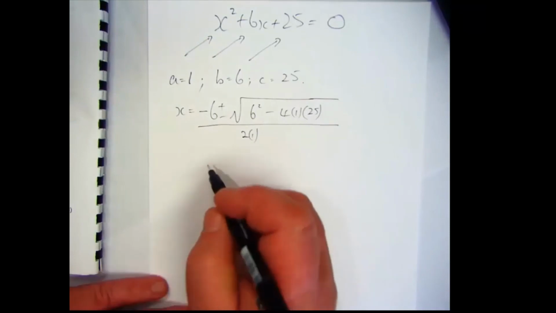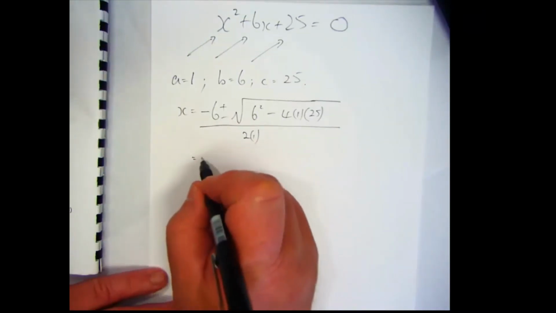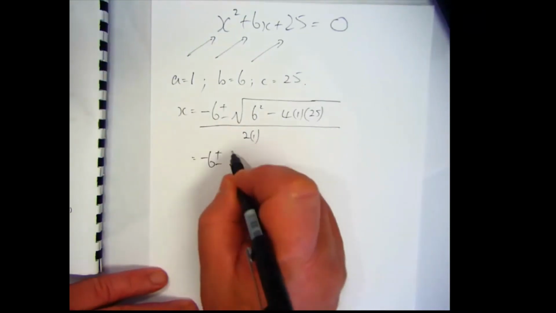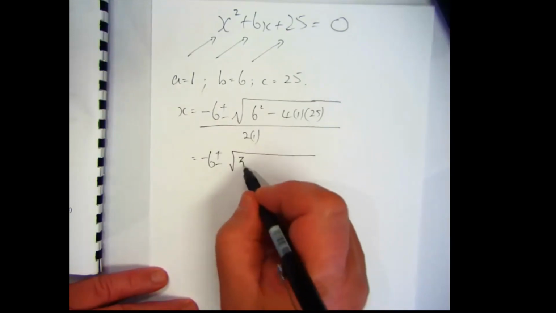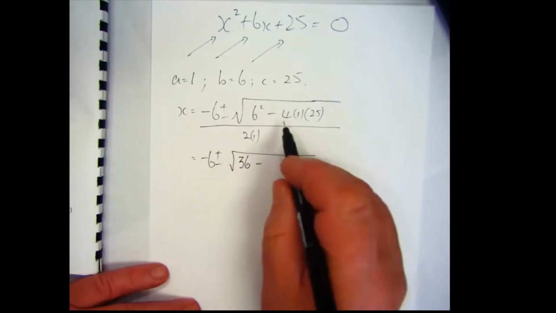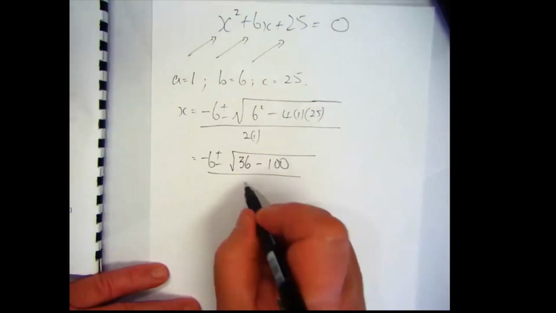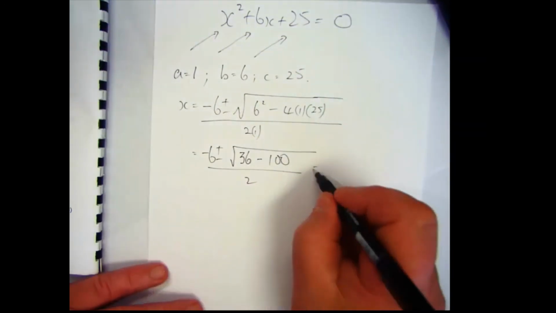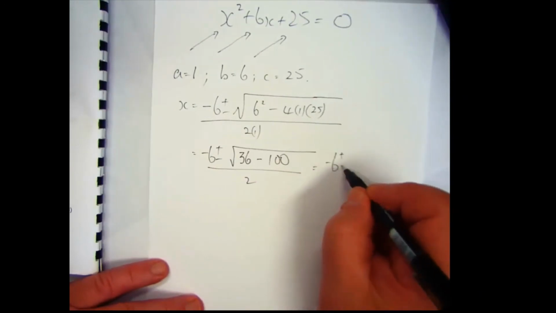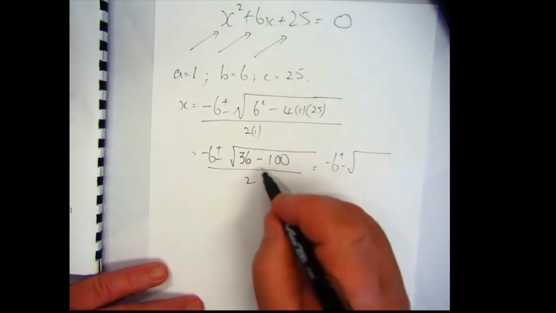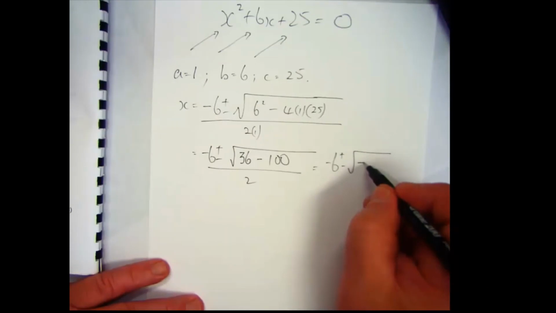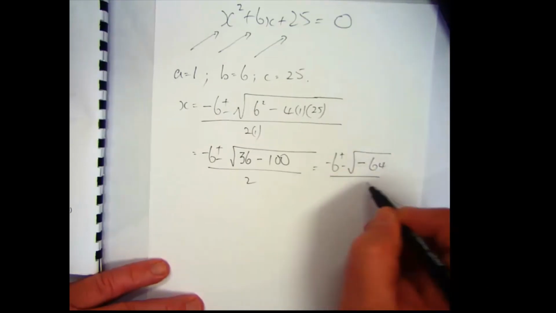But now watch what happens. This is quite amazing. Minus 6 plus or minus. Now 6 squared we know in our heads is 36. 4 times 1 is 4. 4 25s are 100. All over 2. And all of a sudden we have a very strange phenomenon. 36 minus 100 is negative 64.